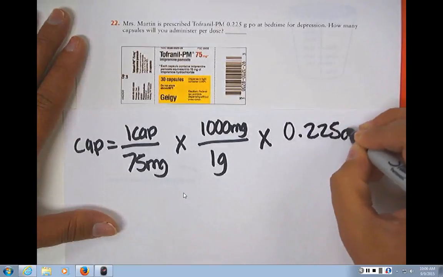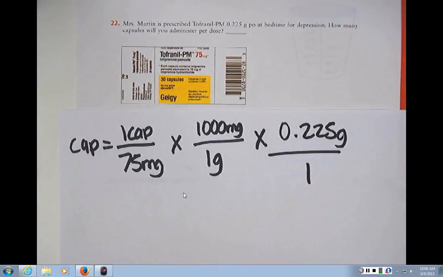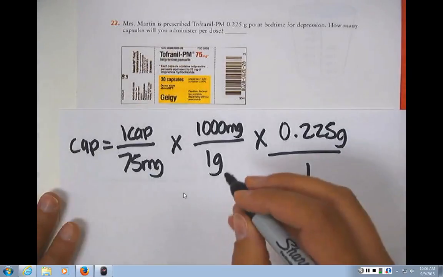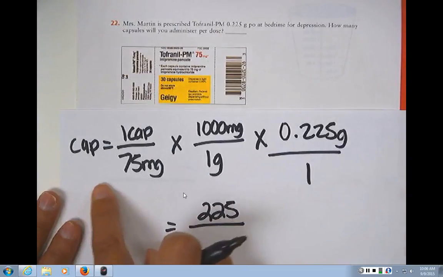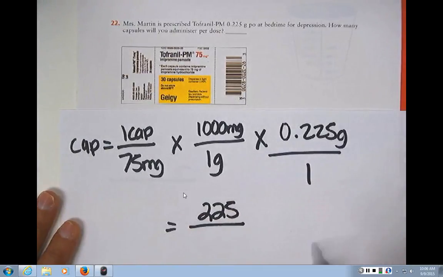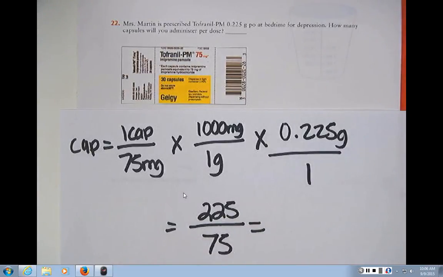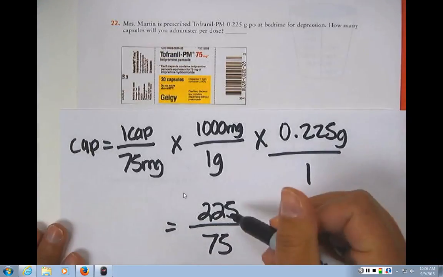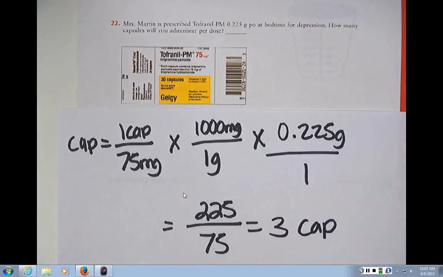0.225 grams over 1. I'm going to multiply 1,000 by 0.225, so 1,000 times 0.225 gives me 225. And I'm going to multiply 75 by 1. So here's 75. So when I take 225 and divide it by 75, it gives me 3 capsules. So I'm going to give 3 capsules of the medication.